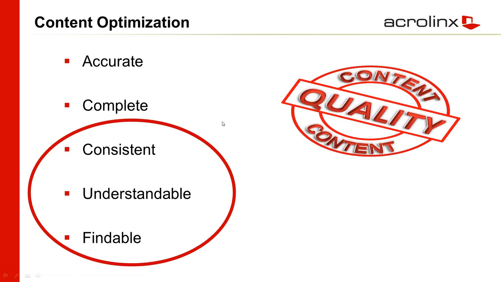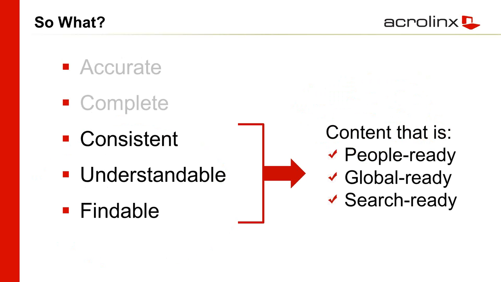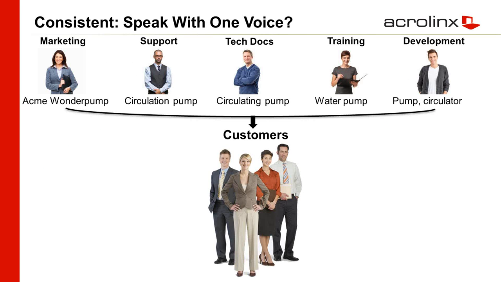Now, what we'd like to focus on are the bottom three. The reason is that that's where we can bring some automation to bear. In the case of accuracy and completeness, that's something you need an editor, an author, to really focus on. It's hard to get computer technology to help you with those areas. But in the bottom three, we can in fact help you. So to create content that is, as we call it, people ready, global ready, and search ready, let's talk more about what that means.